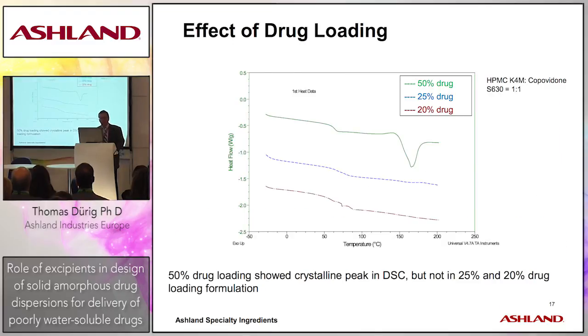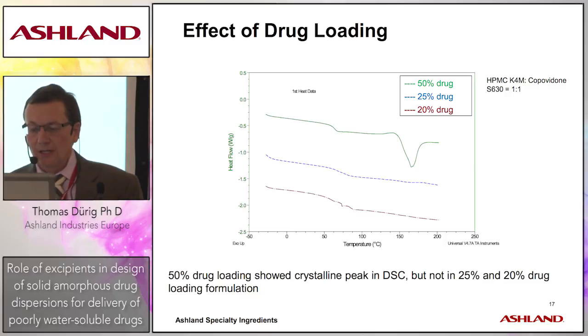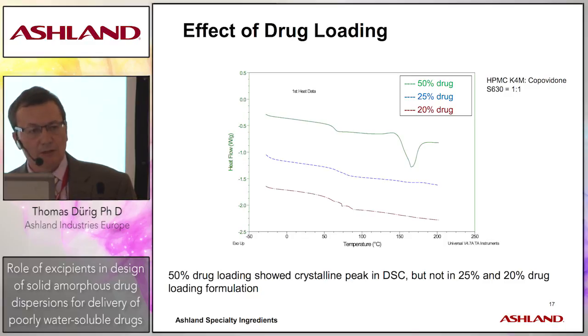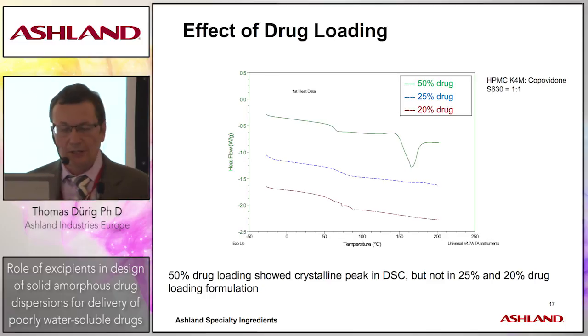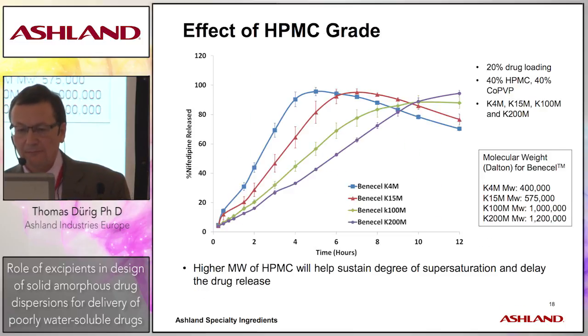When we looked at the different levels of drug loading, we very quickly realized it wasn't going to be feasible at, say, 50% drug load. As you can see again, there's a very strong melting peak here showing that the formulation had recrystallized. On the other hand, at 20 and 25% drug, there was really no sign of recrystallization. The formulation remained in the amorphous state.